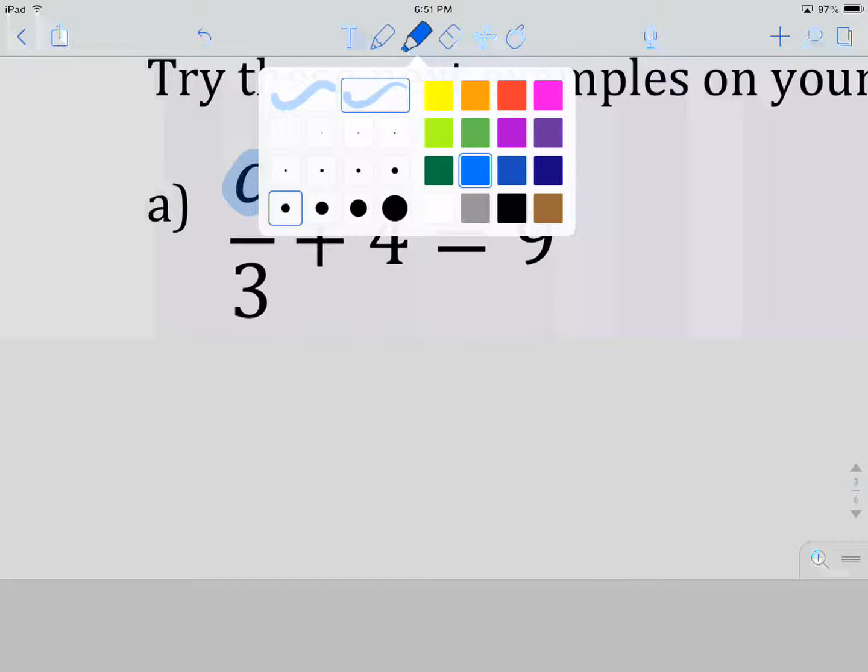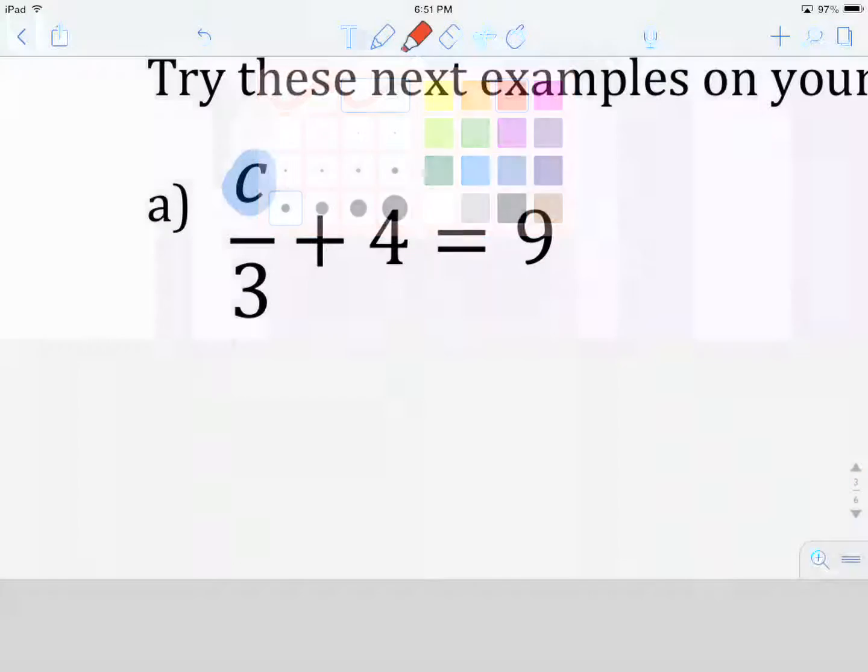Two things are happening to c. It is being divided by 3 and having 4 added to it. So we want to undo the addition and subtraction first. So what's the opposite operation to adding 4? It's going to be subtracting 4.